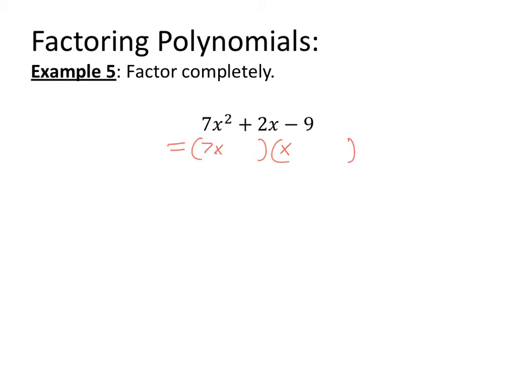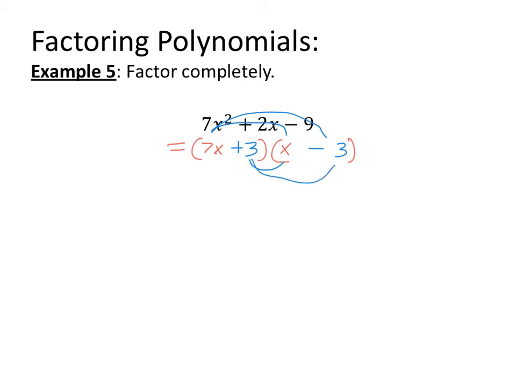Now, I also have to think about, well, what times what is -9? There's a 3 times 3, and there's 9 times 1. That's really the only options where one of those has to be negative. And let's look at the 3 times 3 first. We'll put a 3 there and a 3 there, and let's just see what happens. If you then go ahead and try to multiply it out, we'll make one of these positive and one of these negative, just because it needs to multiply to a -9. I'll do 7x times x and 7x times negative 3 and 3 times x and 3 times negative 3.